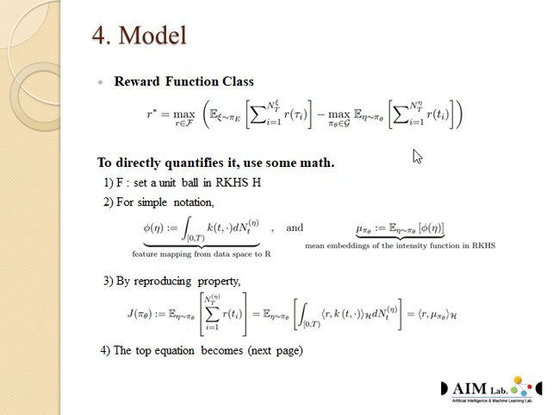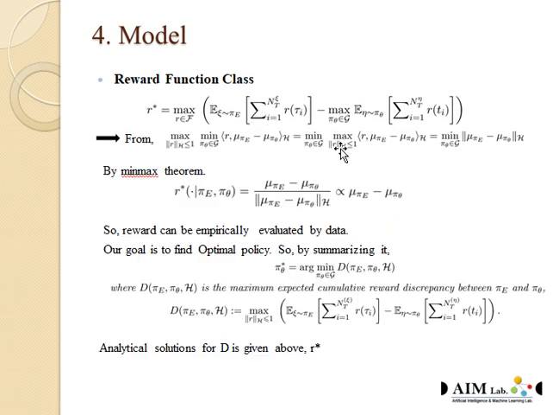So the top equation becomes those forms. It is just a min-max problem. This part is more precisely the procedure of finding pi theta, not R star. R star is from this equation.